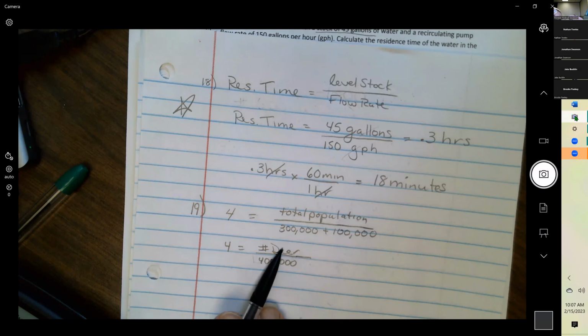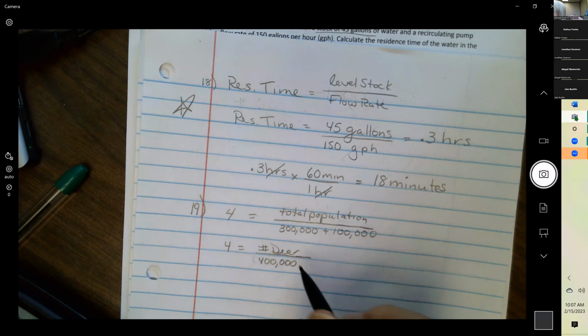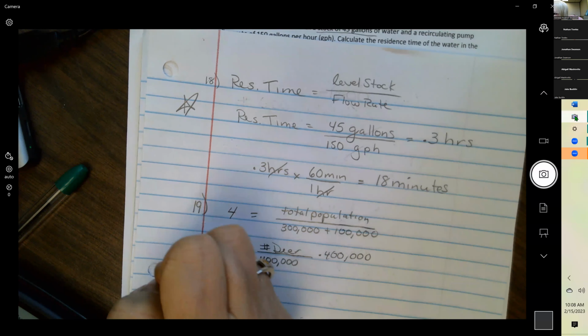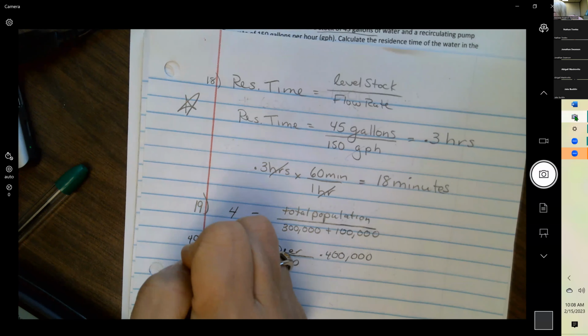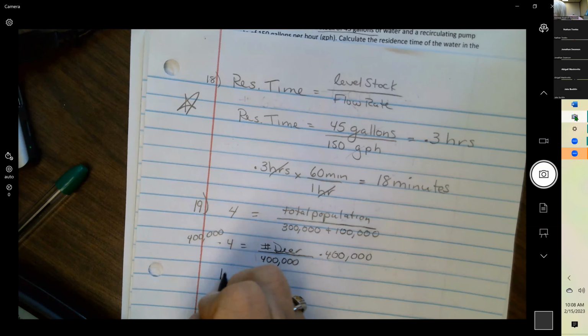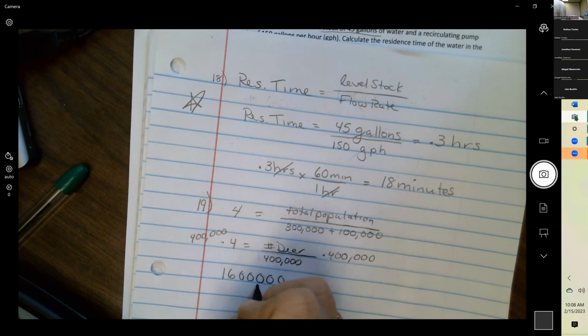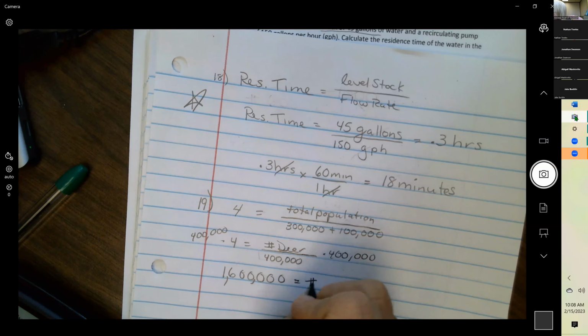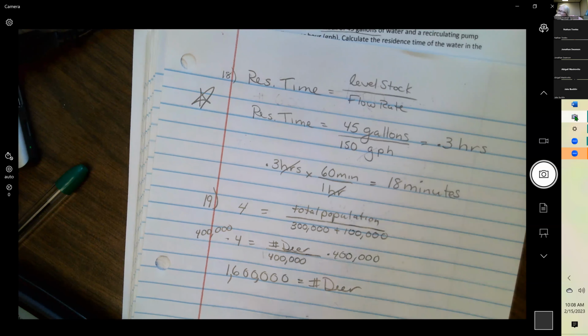Okay, if we want to solve for the total number of deer, how do I get rid of this 400,000? What do I have to do to it? Multiply it to the other side. Exactly. You want to think of the opposite. Since you're dividing, you need to multiply. That way it multiplies to the other side. 4 times 4, 16 and 5 zeros. So there's 1.6 million deer.